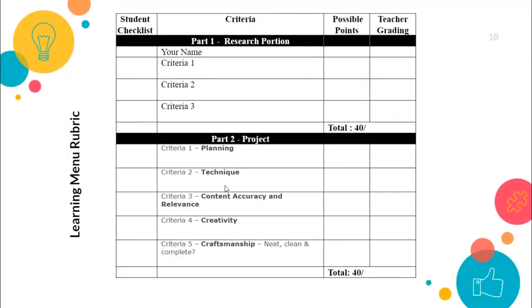Now, for the rubric, students need to know how this is being graded. And so the rubric would allow you to list the research portion, what criteria are you judging it by? And then you could set your point total, put your criteria in, and the students could see, okay, this is what you're looking for in the research, regardless of what item that you choose. These are the key things that are being sought.